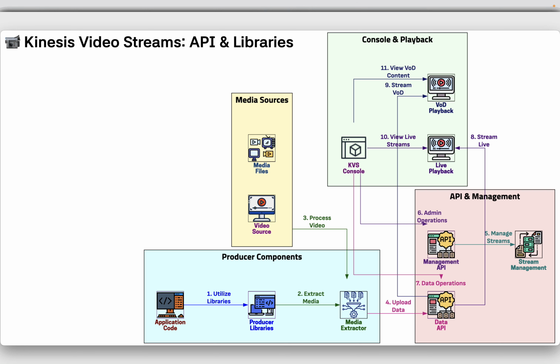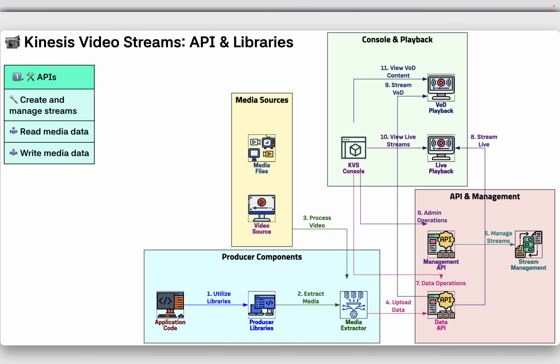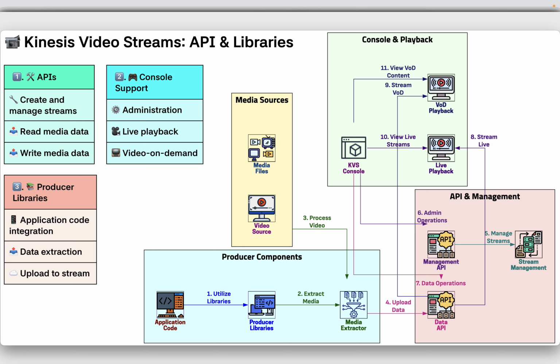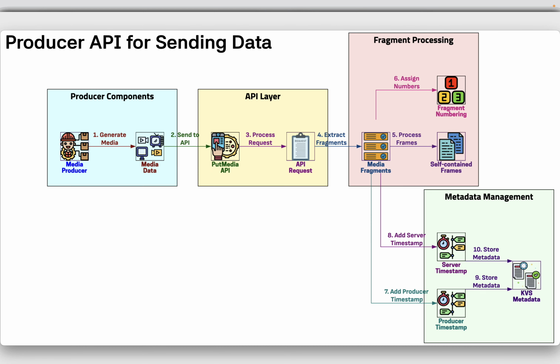Kinesis Video Streams API and libraries. Kinesis Video Streams gives you APIs to create and manage streams. You can also use these APIs to read and write media data to and from a stream. The Kinesis Video Streams console helps with administration. It also supports live playback and video on demand. Kinesis Video Streams provides producer libraries that help in application code to extract and upload the data from the media sources to the Kinesis video stream.